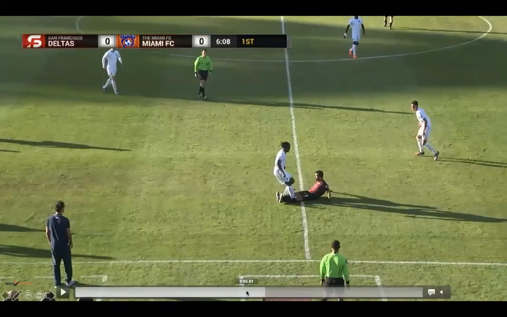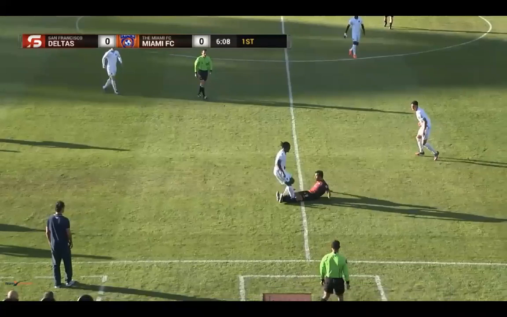Definitely a foul, obviously. We can assume everything that we're looking at today is going to be fouls because we're only talking about how to recognize misconduct.